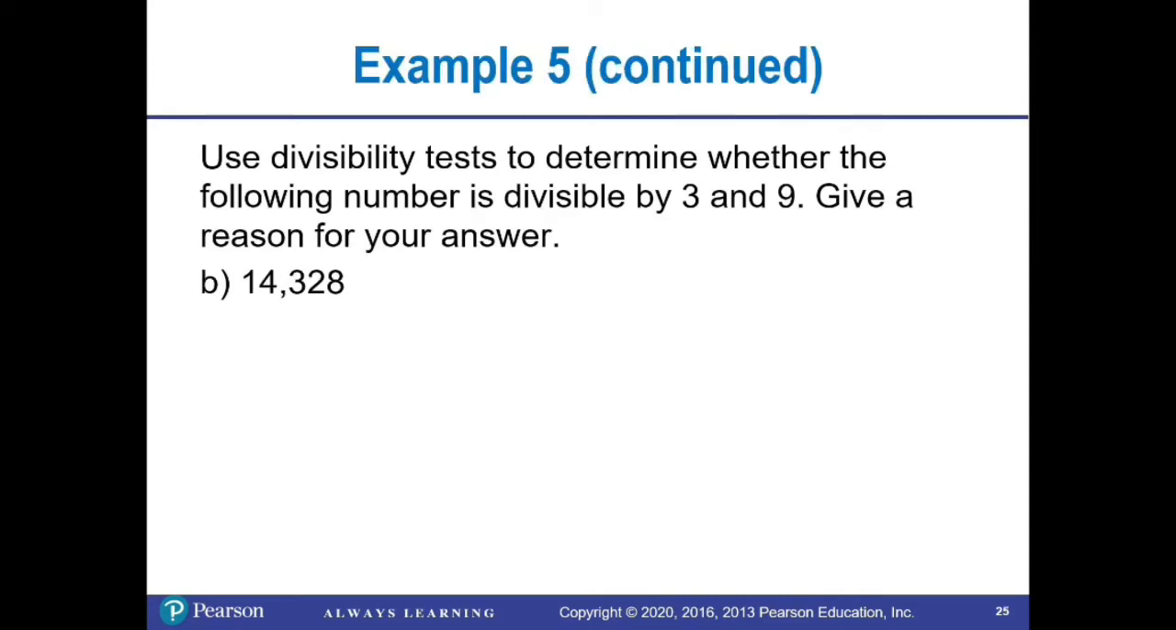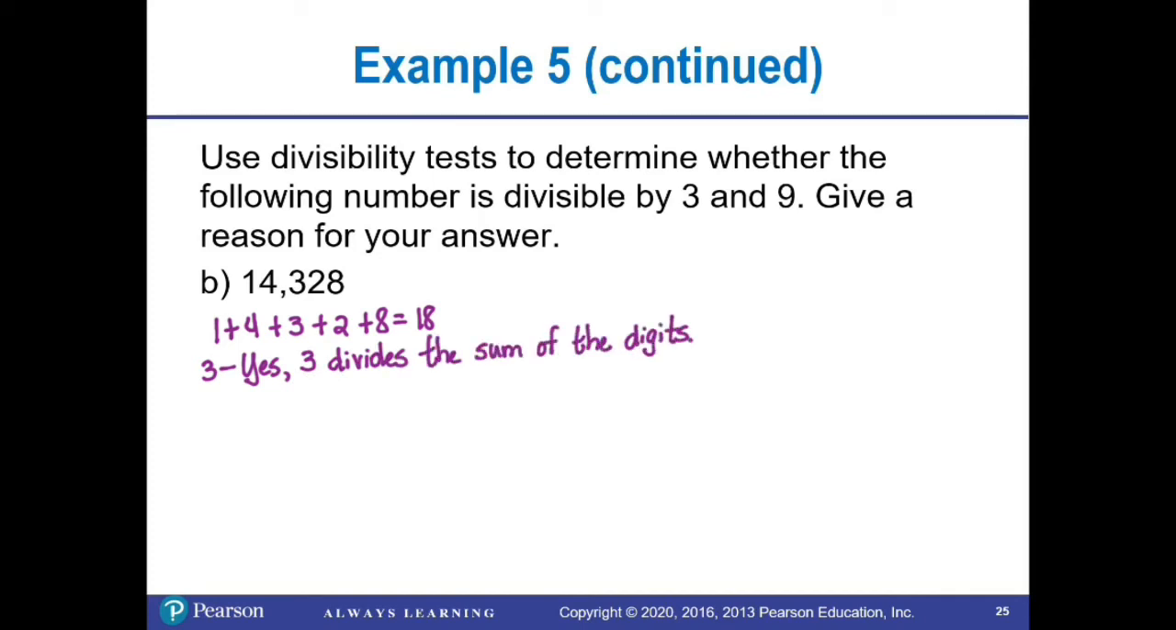Let's look at another. We have 14,328. Again, my test for 3 and 9 is I look at the sum of the digits. So I add those digits together and I get a sum of 18. 1 plus 4 plus 3 plus 2 plus 8 gives me 18. Does 3 divide 18? Yes, and so 3 divides the number because 3 divides the sum of the digits. Does 9 divide 18? Yes, and so 9 divides the number because 9 divides the sum of the digits.